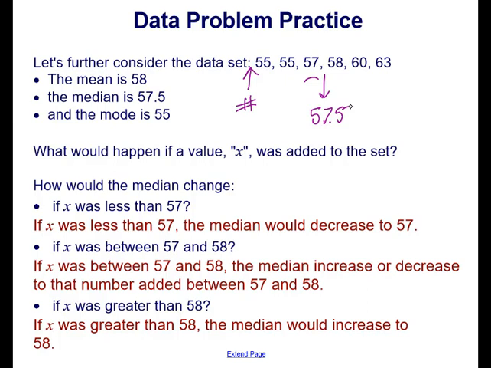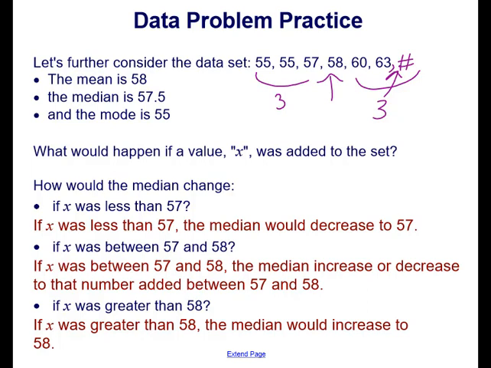Again, very similar. If x was greater than 58, you would have the same argument as if it was less than 57. You're adding a number over here, which is greater than 58, somewhere to the right of 58. So you would have 3 numbers to the right and 3 numbers to the left, so your median would then be 58. You wouldn't have to take the mean. You're adding in a 7th number. So every time you're adding in a number, you're changing the data points from even to odd, so you can just look at the number in the middle. You don't have to take the mean.